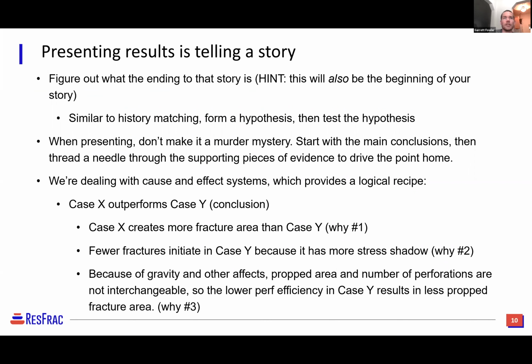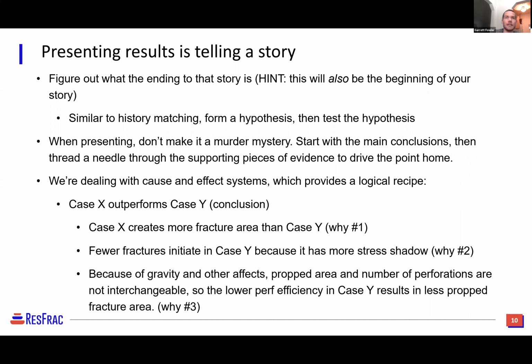And so a little bit of a wordy slide, but the way I think about simulation results is by telling a story. And so the first step is to figure out what that story is and figure out what the ending of the story is. And you may not always have the ending, and then it's a different presentation, but for one where you want to draw a conclusion, that conclusion is the end of your story.